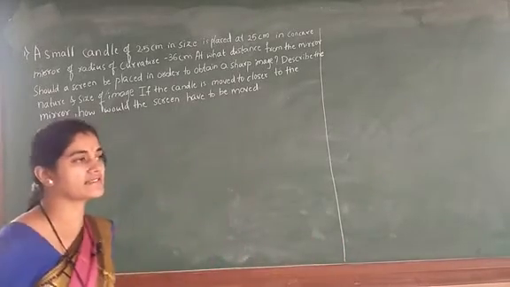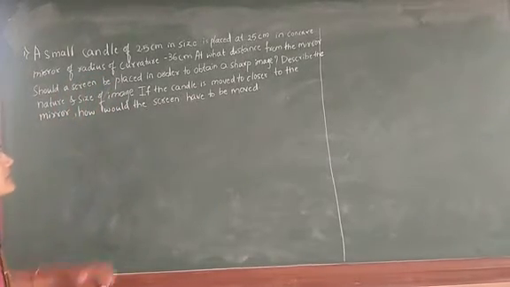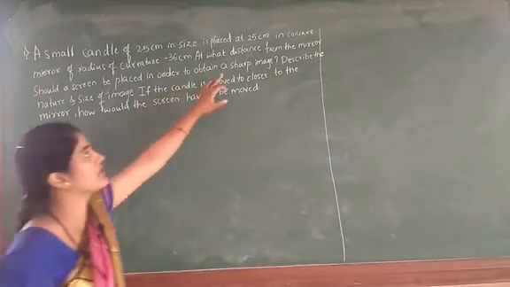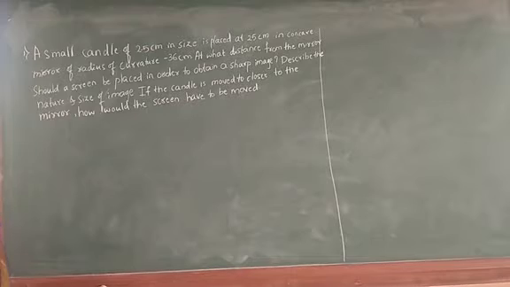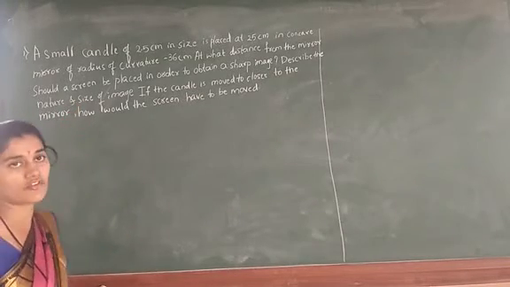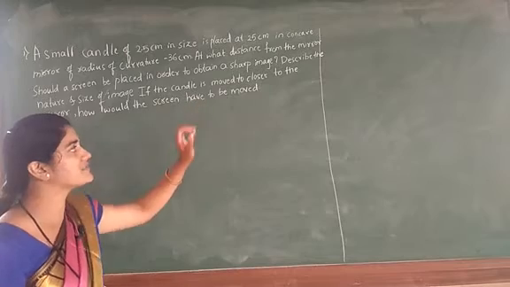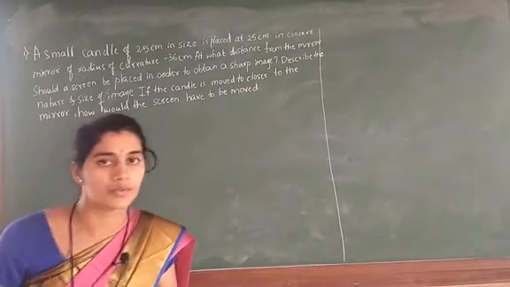Today we are starting the problem on ray optics and optical instruments. In this first one, a small candle of 2.5 centimeter in size is placed at 25 centimeter from a concave mirror of radius of curvature minus 36 centimeter. At what distance from the mirror should a screen be placed in order to obtain a sharp image? Describe the nature and the size of the image. If the candle is moved closer to the mirror, how would the screen have to be moved?